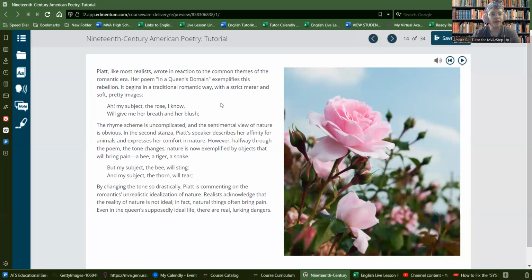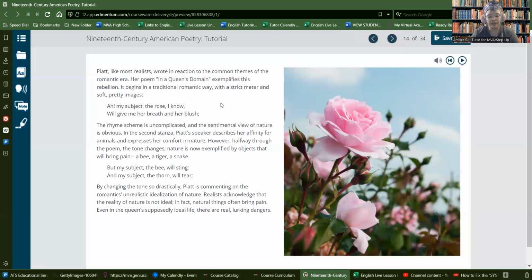And it says here that the rhyme scheme is uncomplicated, and the sentimental view of nature is obvious. So if they're talking about a rose and talking about how it's going to give her a blush, then they're clearly talking about and appreciating nature, which is very typical for a romantic era poem. It says here that the rhyme scheme is uncomplicated, so there's nothing hard to memorize going on here or hard to point out. So you should be able to look at the lines and figure out what the rhyme pattern is without too much difficulty.